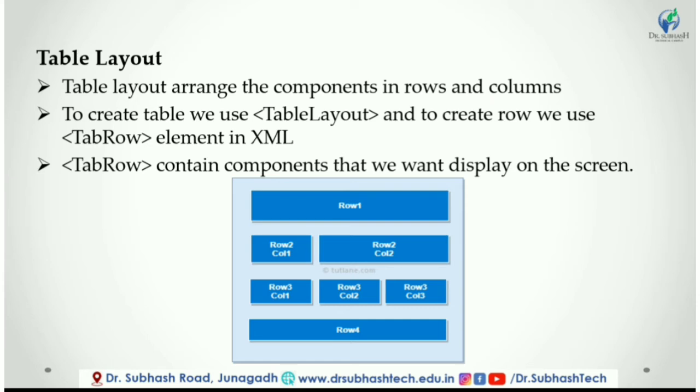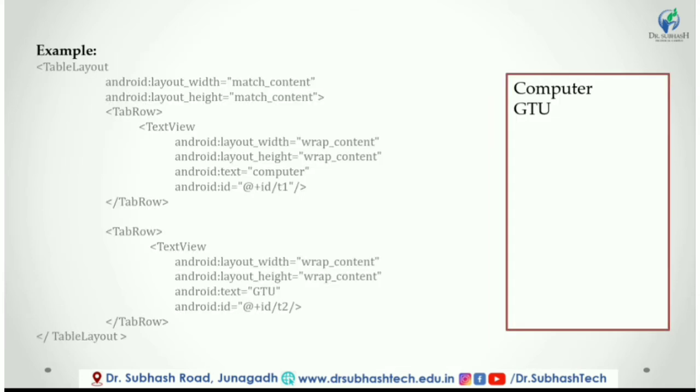Table layout. Table layout arranges the components in rows and columns. To create a table we use TableLayout, and to create a row we use the TableRow element in XML. TableRow contains the components that we want to display on the screen. In the figure we can see the components arranged in rows and columns using table layout. Now we will see an example of table layout.